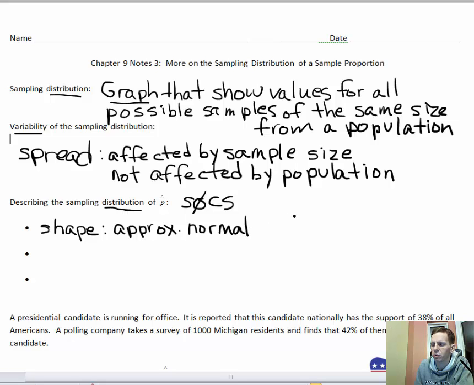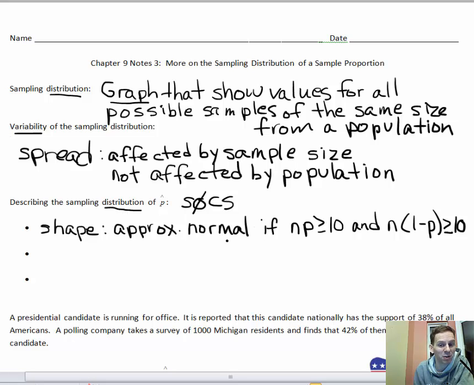From yesterday, what we talked about with shape was the fact that our graph should be approximately normal if rule of thumb number 2 is true, which was n times p is greater than or equal to 10, and n times 1 minus p is greater than or equal to 10. This is what was called rule of thumb 2 in your book. That's how you can describe the shape of the sampling distribution. If this isn't true, the graph's not normal.